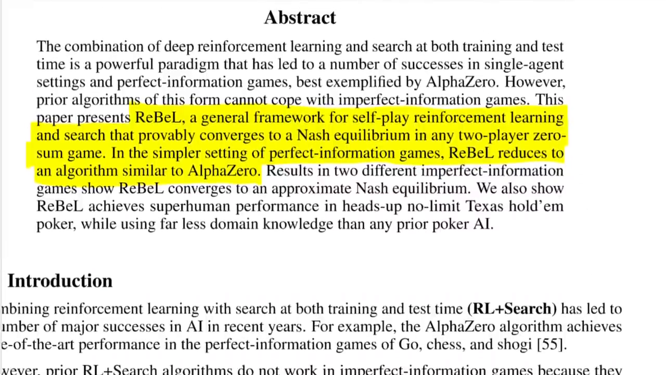And they say, we also show ReBeL achieves superhuman performance in heads-up, no-limit Texas Hold'em poker while using far less domain knowledge than any prior poker AI. So last video, I had a comment, which is correct, that it is not the best Hold'em AI out there, as far as I can tell. However, it is a very performant one that uses very little domain knowledge of poker. So it, like AlphaZero, removed basically all domain knowledge out of the games it played.